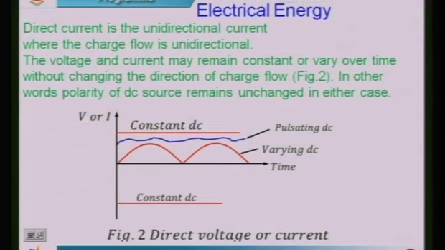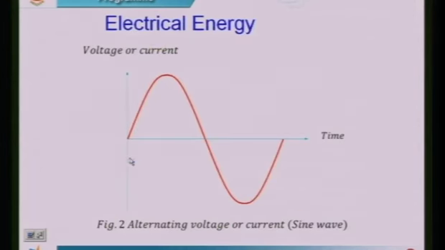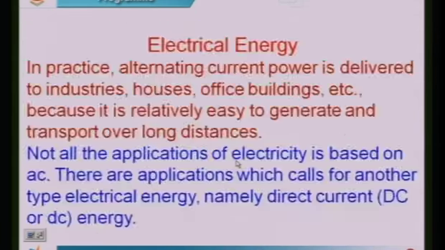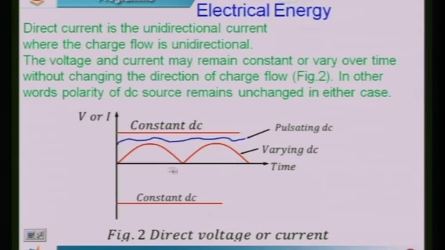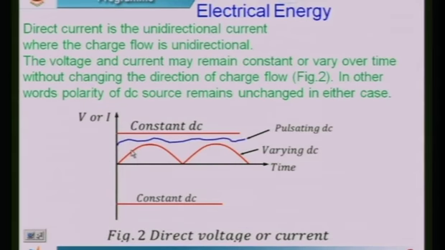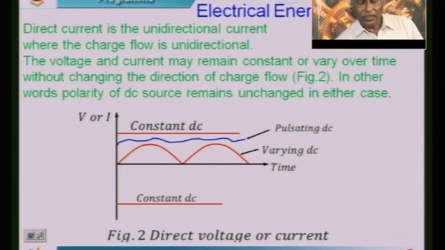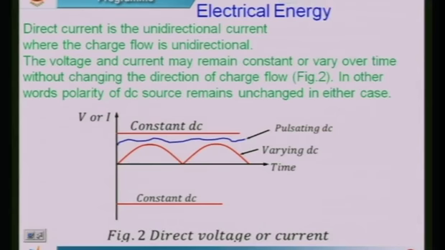Here you can see, while this is AC, the charges flow in one direction in this positive half cycle, and during the negative half cycle they flow in the other direction. On the other hand, in case of DC, the current remains in only one direction, or the voltage remains in only one direction. It will not change its polarity, or you can say it is time invariant while AC is time variant.